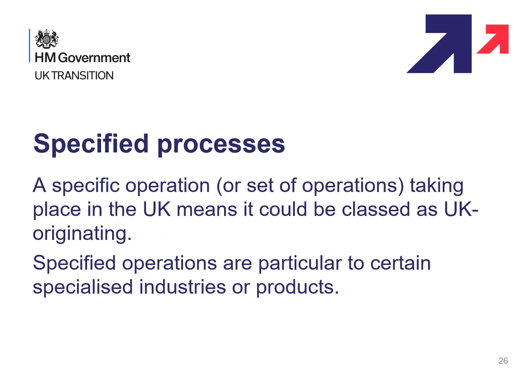A specific operation or set of operations taking place in the UK would mean it would be classed as UK originating. Specified operations are particular to certain specialised industries or products. These rules are common in the chemical sector and in textiles and clothing, for instance. So for textile products, the rules may specify that the weaving and cutting of fabric to make garments must take place in the UK for the product to be classed as UK originating.